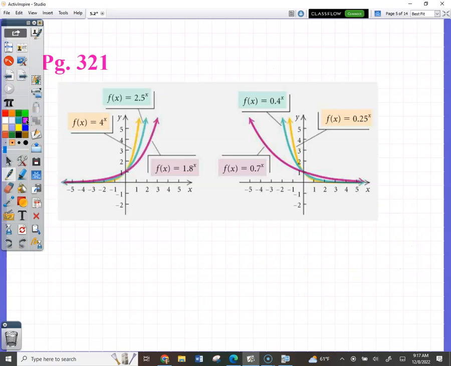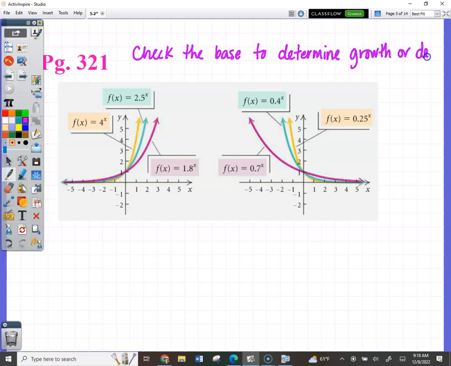How do you know which one is a growth and which one's a decay without graphing it? Look at these examples. These are just 3 different examples. Look at the difference between them. Growth, running up. What do you notice about the base? It's greater than 1. Decay, coming down. Notice the base, less than 1. So, check the base to determine growth or decay.